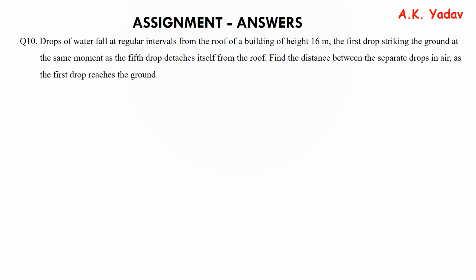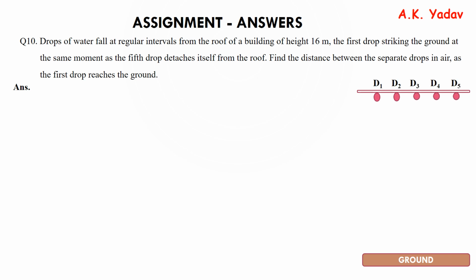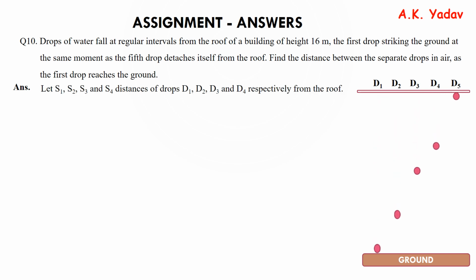Now question number 10, a very interesting question. Drops of water fall at regular intervals from the roof of a building of height 16 meters. The first drop strikes the ground at the same time as the fifth drop detaches itself from the roof. Find the distance between the separate drops in air as the first drop reaches the ground. So let's try to visualize. This is the roof, this is the ground, and these are the 5 drops, namely d1, d2, d3, d4 and d5. And this is the visualization of the question.